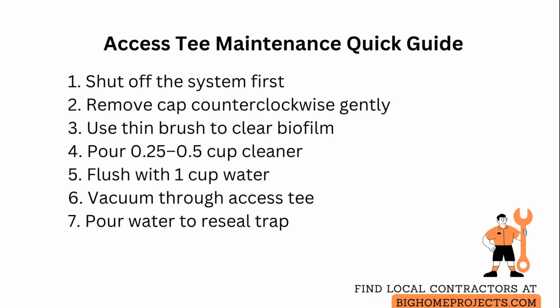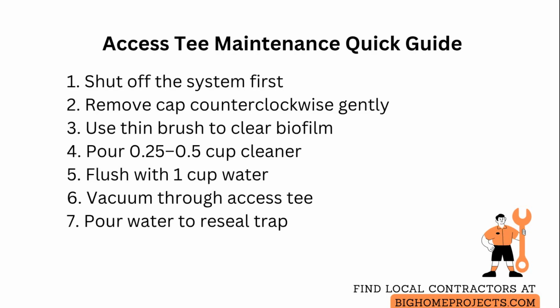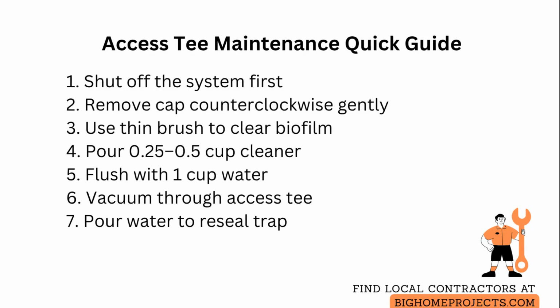Install or locate an access T by shutting off the system, removing the cap counterclockwise, and using a thin coat hanger or flexible nylon brush. Push gently into the port to break up algae or biofilm. Avoid aggressive scrubbing that can damage the trap seal.